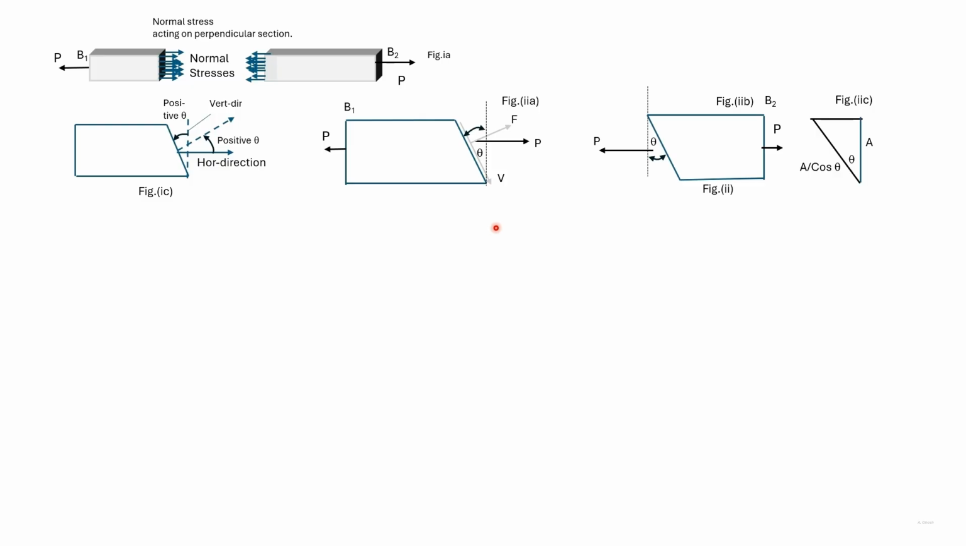Consider the left hand portion of this bar. Since there's a load P acting here, there must be an equal and opposite load P acting on the right side. This force P can be resolved into a force F perpendicular to the section and a force V parallel to the section. If the area of the perpendicular section is A, then the area of this inclined section is A divided by cos theta.